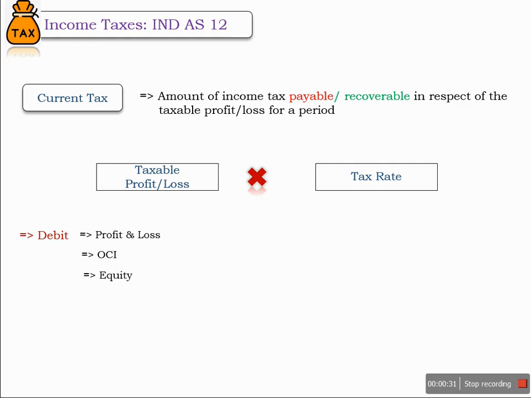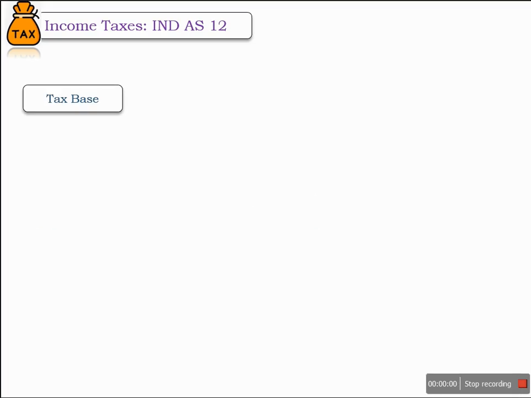If the impact of the transaction has gone in P&L, we will debit the P&L. If it has gone into OCI, we will debit the OCI. And if the transaction effect is directly booked in equity, we have to carry the difference for that particular part in equity. And we will create the provision for taxes. Tax base is the amount that is attributable to an asset or liability for tax purposes.